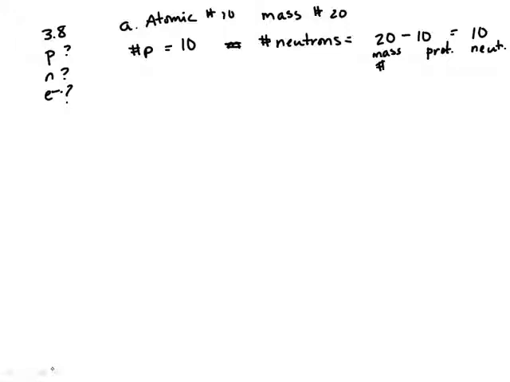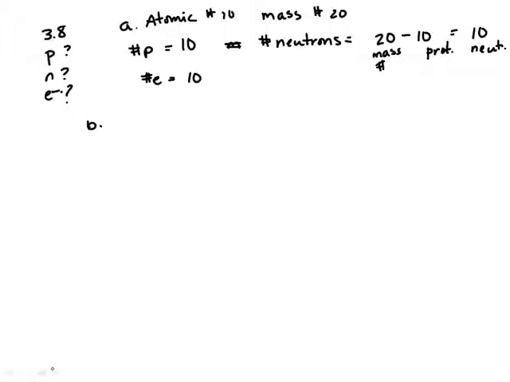All right, and then it asks for electrons. Now, this is a neutral atom. And because it's a neutral atom, I can say that the number of electrons is equal to the number of protons. So my number of electrons will equal 10 as well. All right, let's do B.